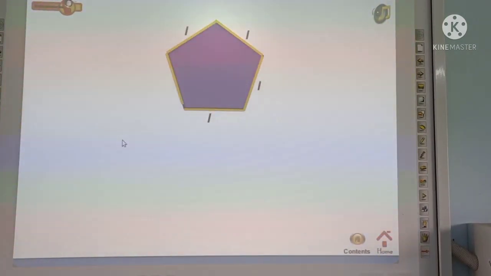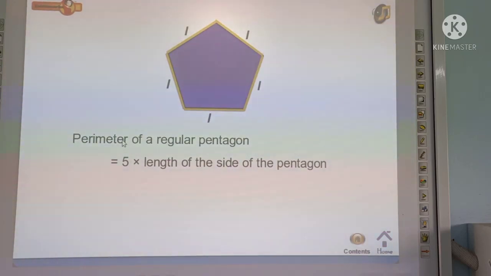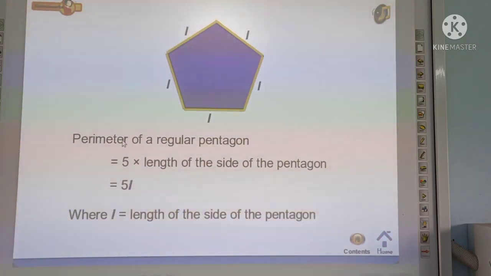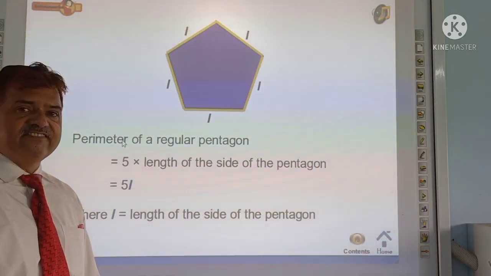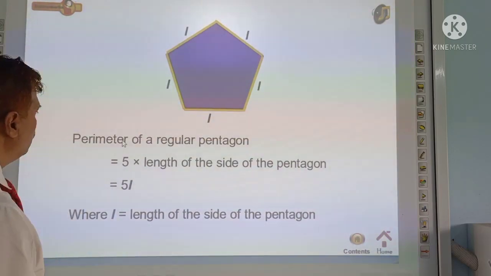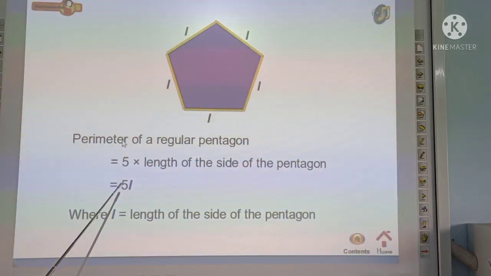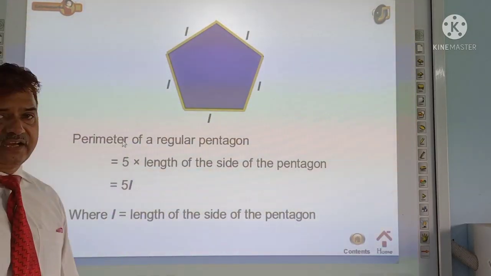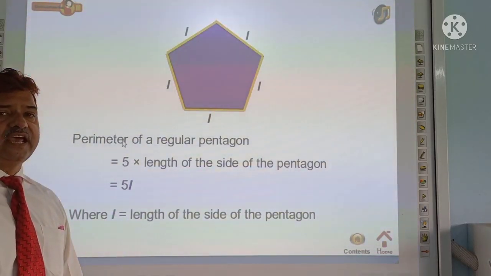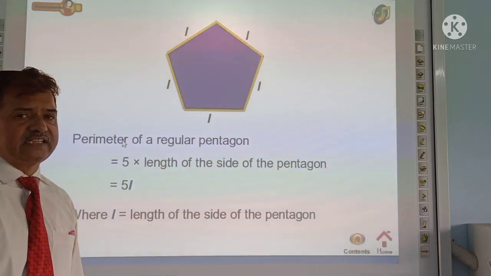Similarly, the perimeter of a regular pentagon is 5 multiplied by the length of the side of the pentagon, or 5L, where L is the length of the side of the pentagon. A pentagon has 5 equal sides, so we can write 5L as the perimeter of a regular pentagon. Regular pentagon means having all equal sides.